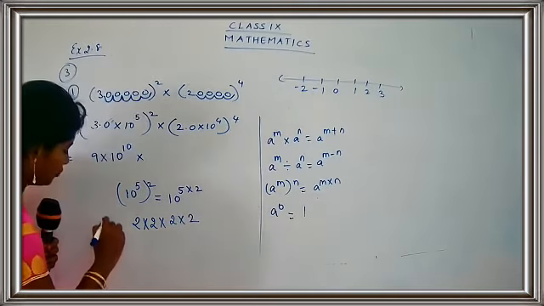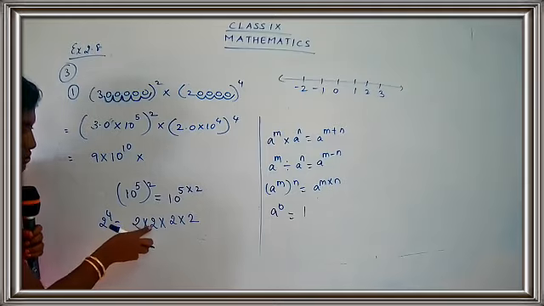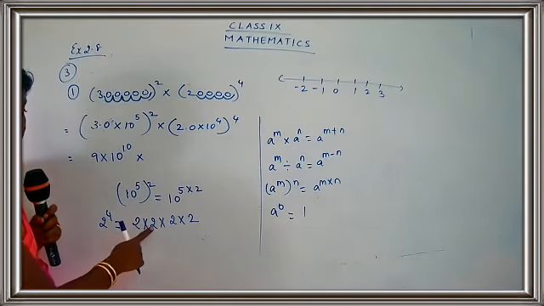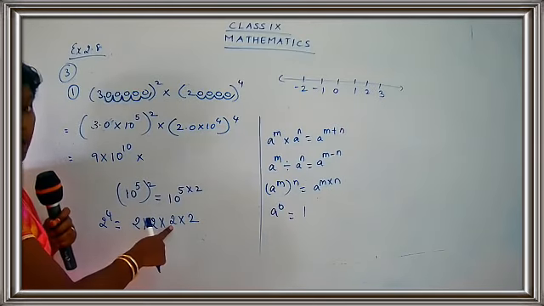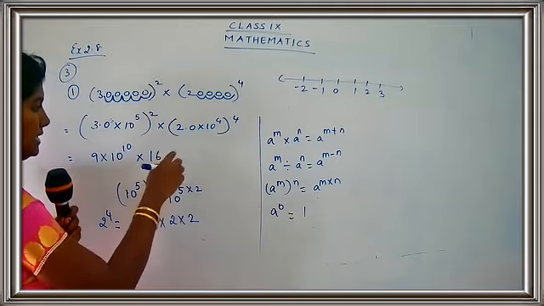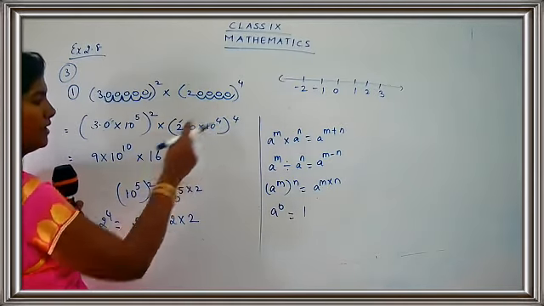What is the meaning for 2 raised to 4? 2 raised to 4 means 2 into 2 into 2 into 2. You have to write 2 4 times. So 2 2s are 4. 4 2s are 8. 8 2s are 16. I get here 16. So 2 raised to 4 is 16. Done. So we have taken the power for 2.